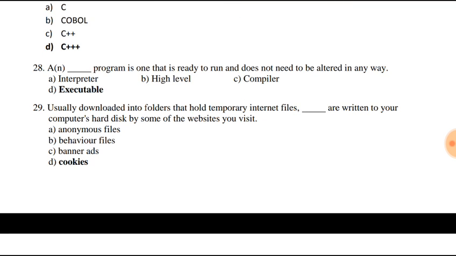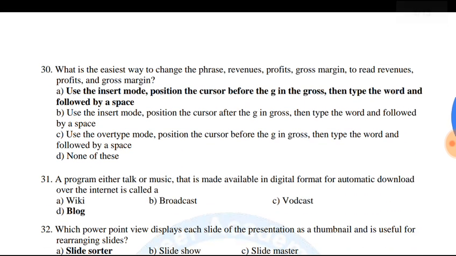Cookies are usually downloaded into folders that hold temporary internet files. They are written to your computer's hard disk by some of the websites that we visit. The next one is: what is the easiest way to change the phrase "revenues, profits, gross margin" to read "revenues, profits, and gross margin"? The answer is use the insert mode, position the cursor before the G in the gross, then type the word "and" followed by a space.